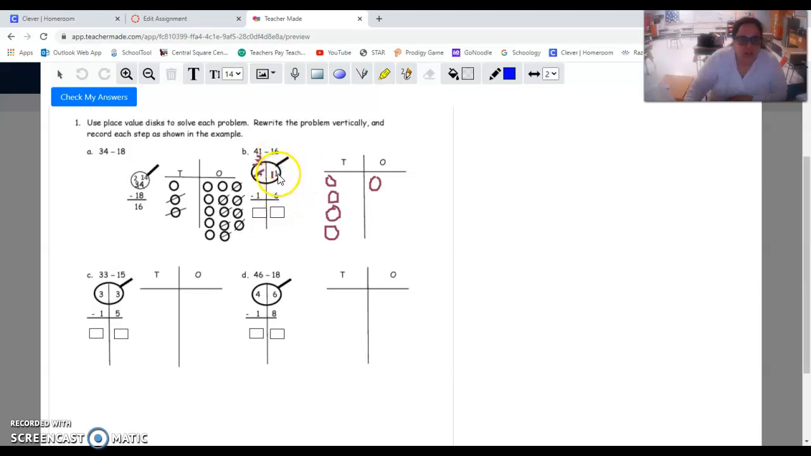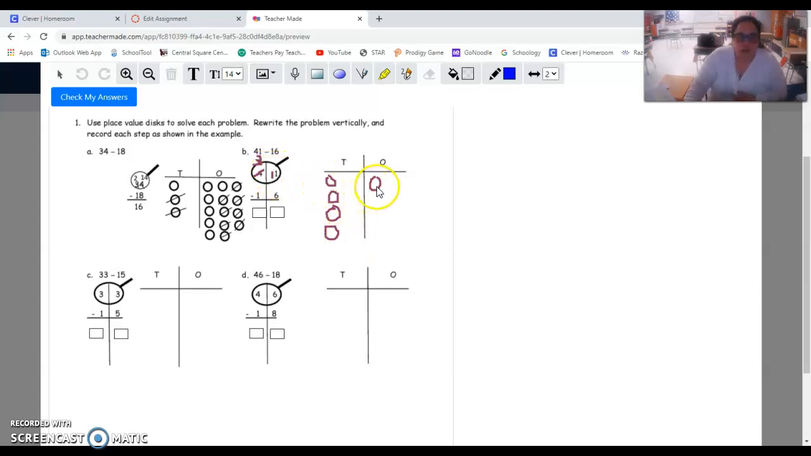If you have one cookie, you can't take 6 away. There's more on the floor, so when there's more on the floor, you go next door and borrow 10 more. So if I had 4 tens and I take 1 away, I'm left with 3. So I cross out the 4 and put a 3. And then I add my 10 to my 1 and you get 11. So you just put a 1 here.